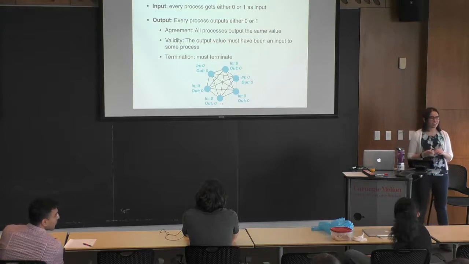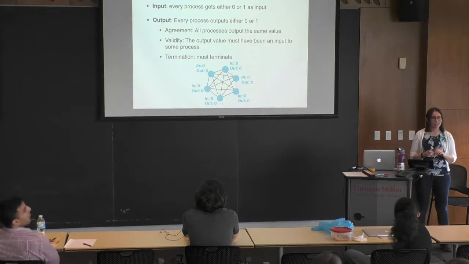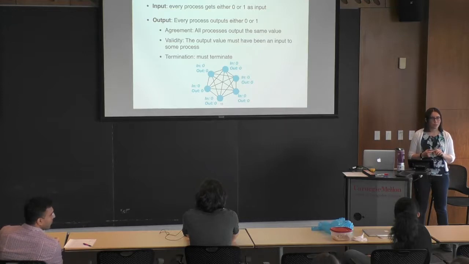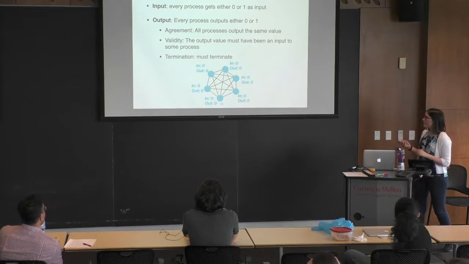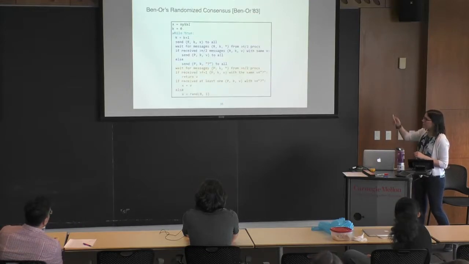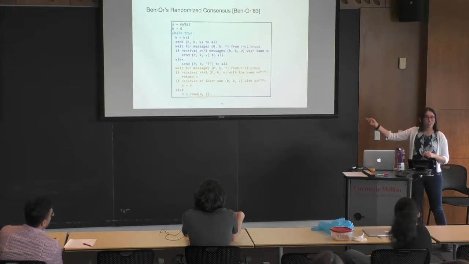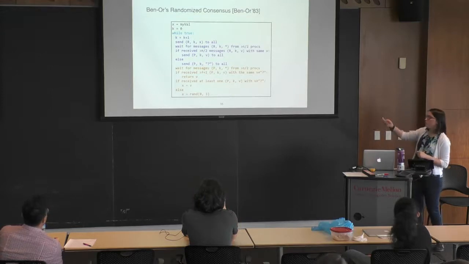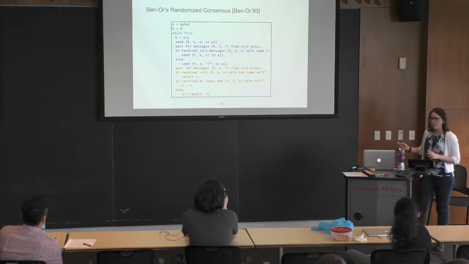Yes? So when you said a few slides ago that you can't solve consensus deterministically, what do you mean by deterministically there? What's the non-deterministic? Right, so actually, the next slide talks about a specific algorithm that does solve it, and I'll show you where the randomization comes in here.